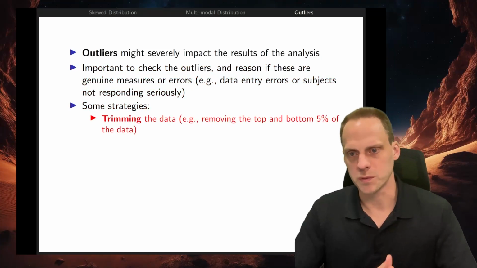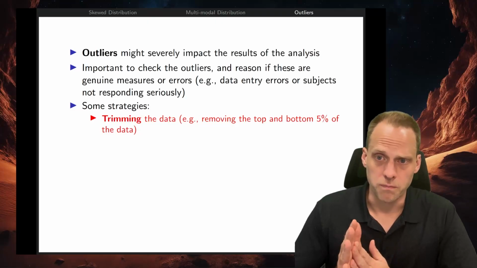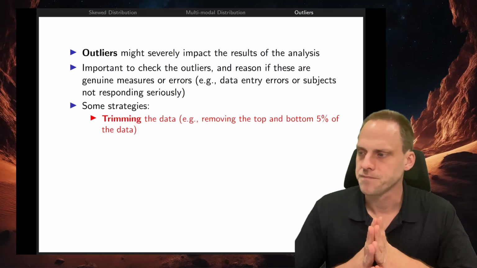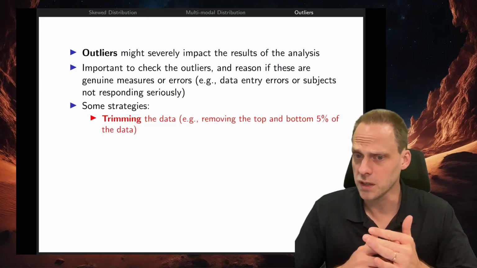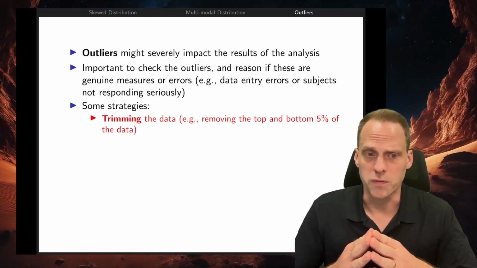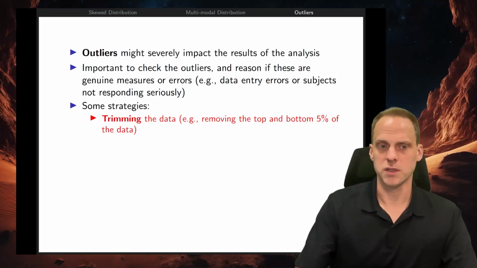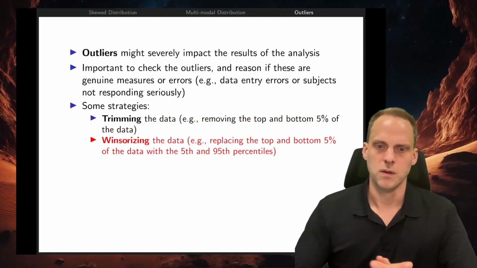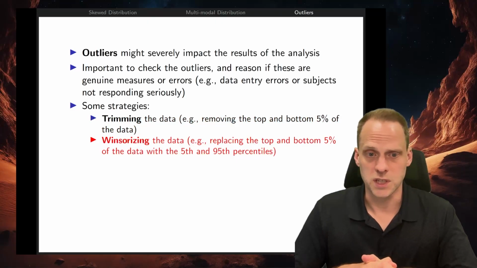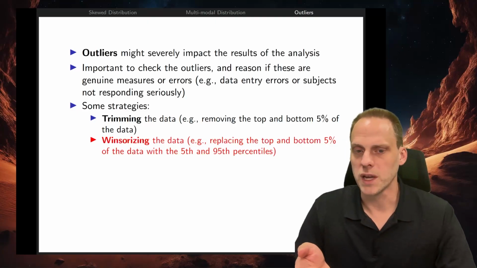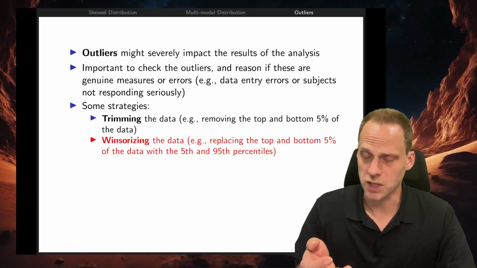If you do want to remove them, there are some strategies we can use. Well, you can try to identify them and remove them manually, but that's a bit arbitrary. A more structured strategy would be to trim the data, where you remove, for example, the top and bottom 5% of the data. This by default removes the highest 5% of your data points to make it a bit more narrow. Another option is winsorizing the data. This is a bit weird, but basically you're not removing the data below the bottom 5% and above the top 5%, but rather you're replacing them with the 5th and 95th percentiles.